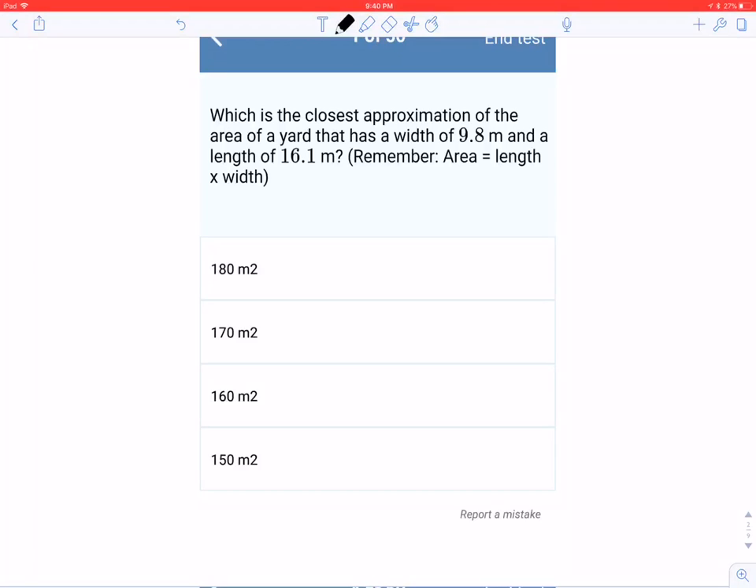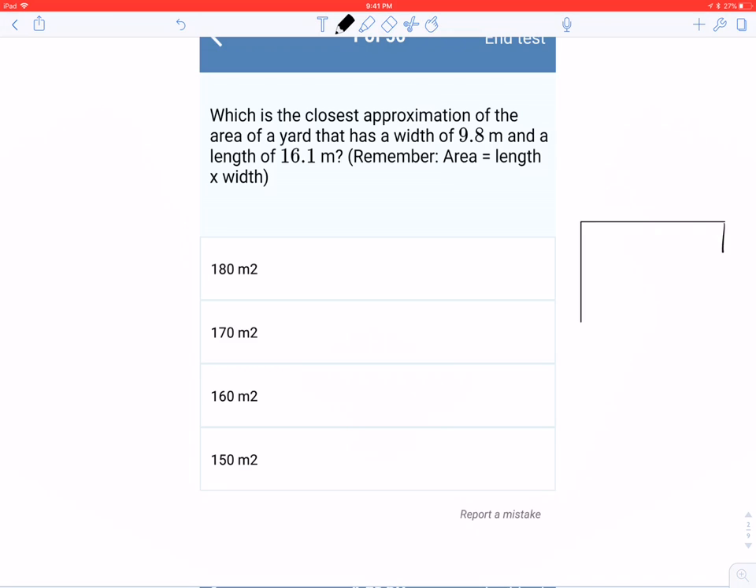So it says, which is the closest approximation of the area of a yard that has a width of 9.8 meters and a length of 16.1 meters? Remember, the area equals length times width, okay? So we're assuming that the yard is rectangular because it tells us that the area is length times width, and that's the area of a rectangle.